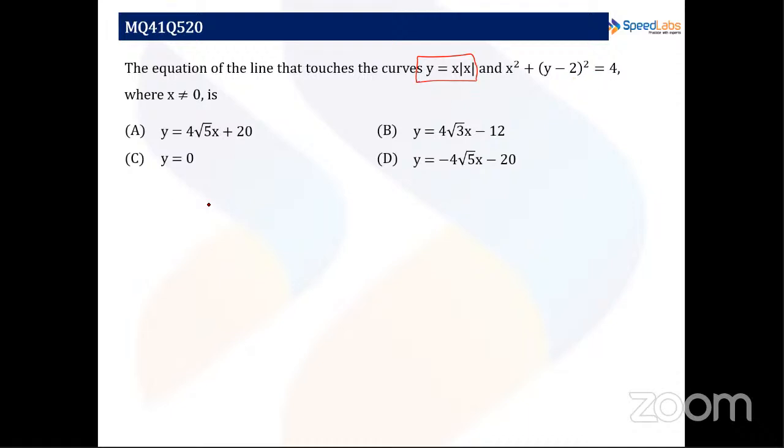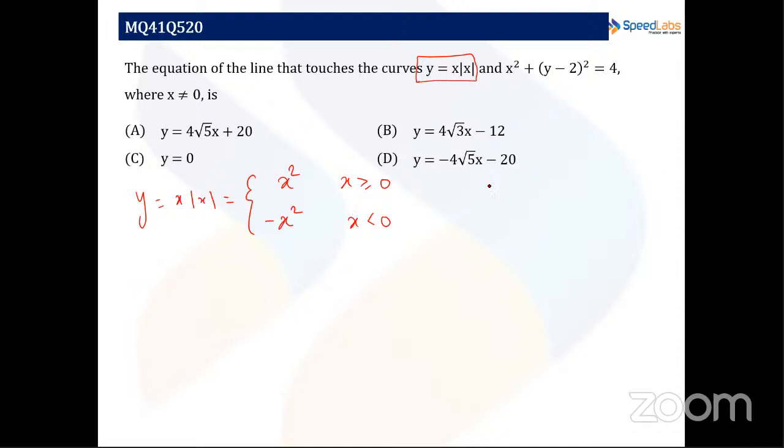So for the curve y equals to x mod x, we will be having two definitions depending upon x greater than equal to 0 or x less than 0. For x greater than equals to 0, we have mod x equals to x, so this will be x square. And for x less than 0, we will be having minus x square, because for that mod x is minus x.